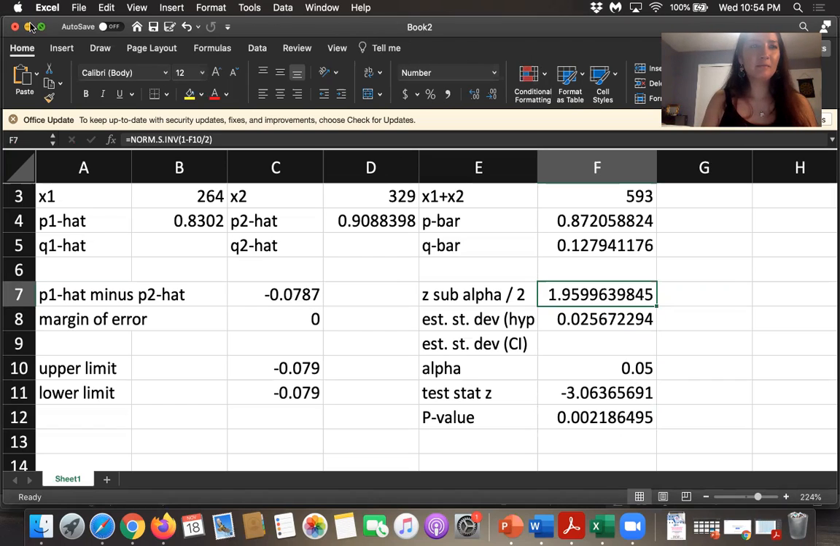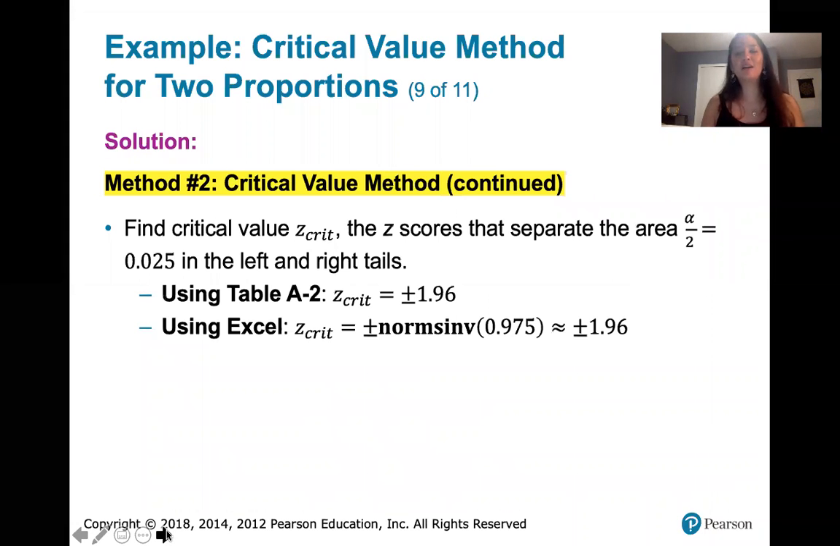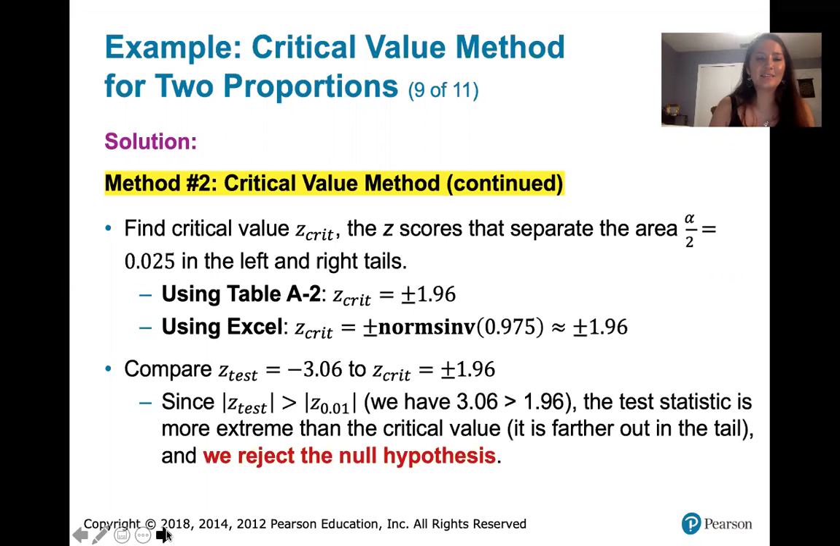Okay, now let's go back to our slides. Now that you've got your critical values of z, and we also have the test statistic z, we compare the absolute value of our test statistic, that negative 3.06, to the absolute value of those critical values, plus and minus 1.96. Since the absolute value of our test statistic is greater than the absolute value of the critical value, so we've got 3.06, which is greater than 1.96, our test statistic is more extreme than the critical value, or in other words, it's farther out in the tail. So we're going to reject the null hypothesis.